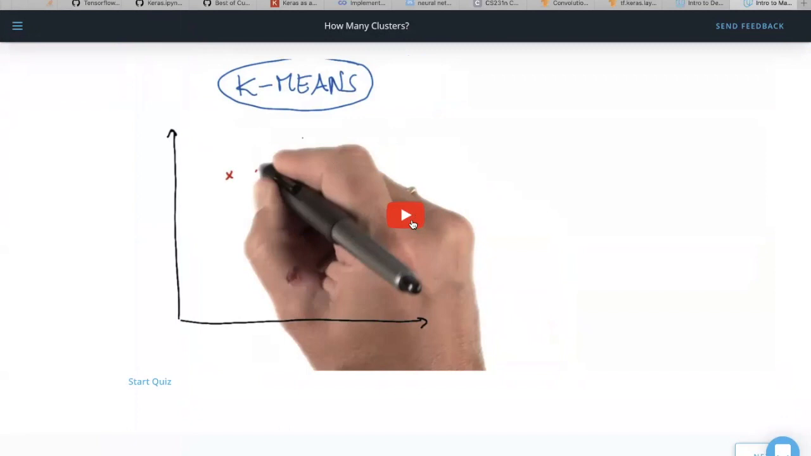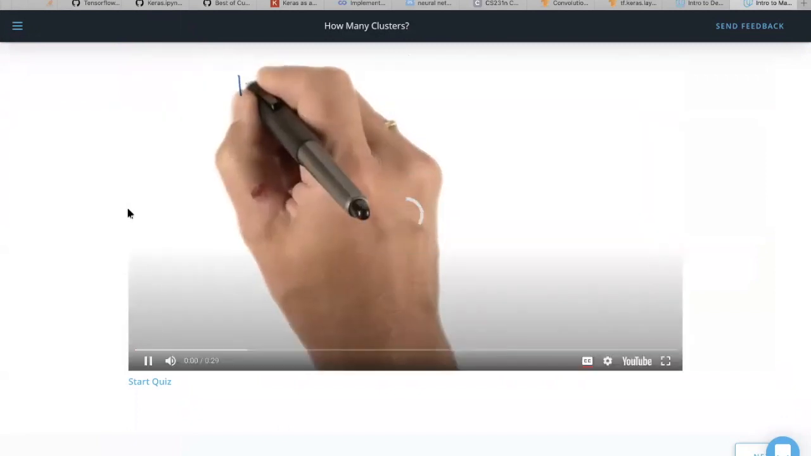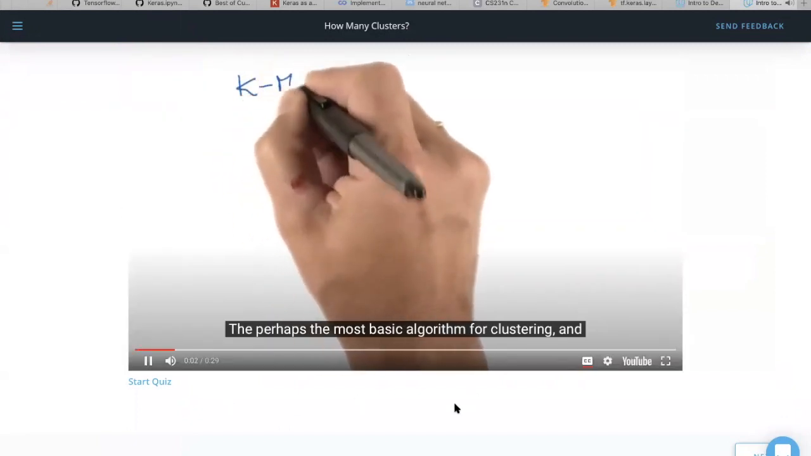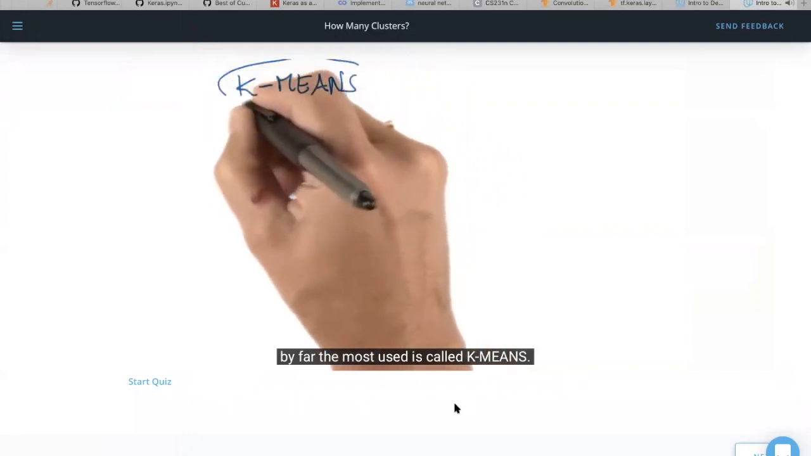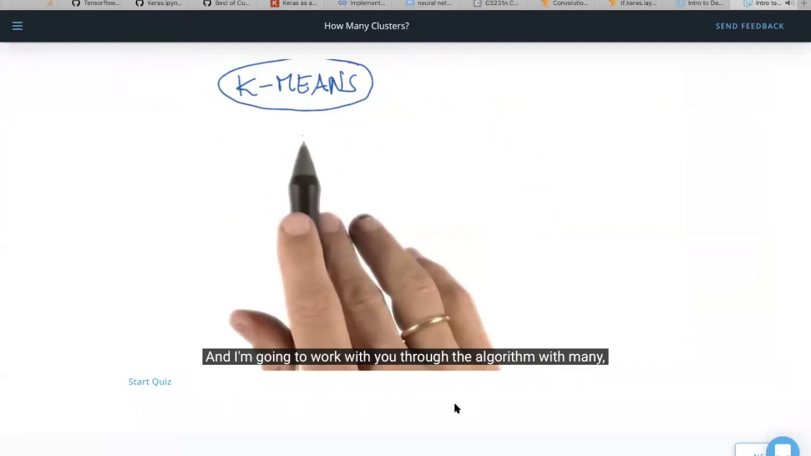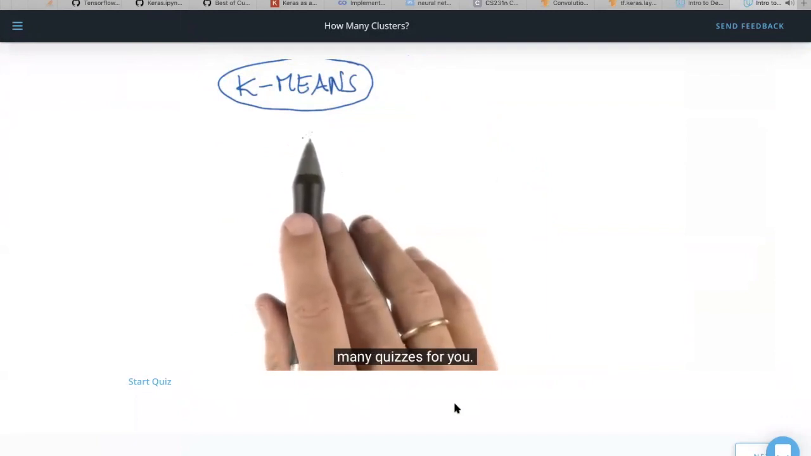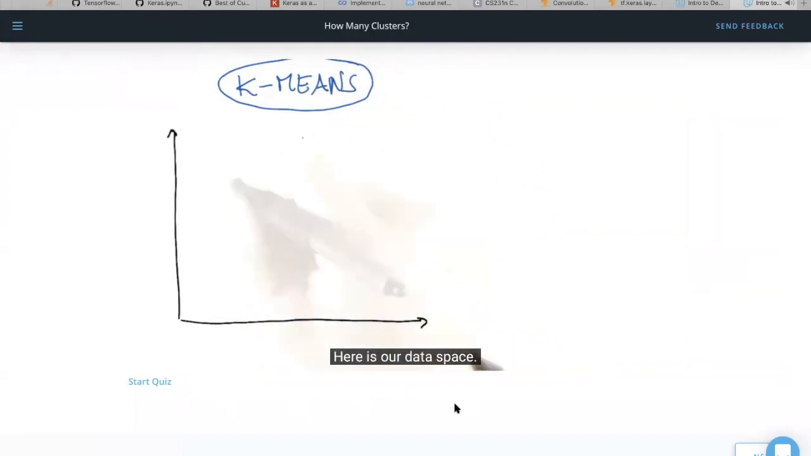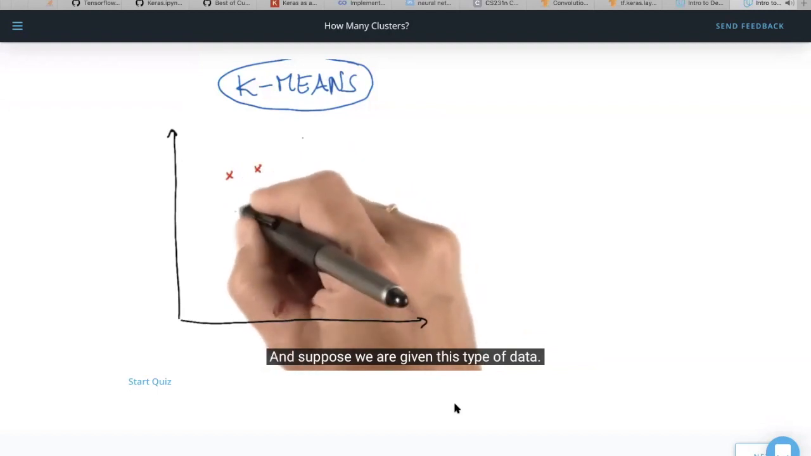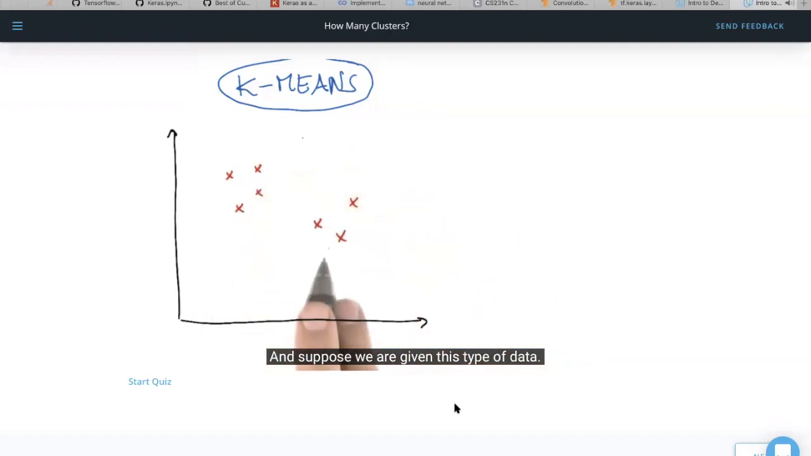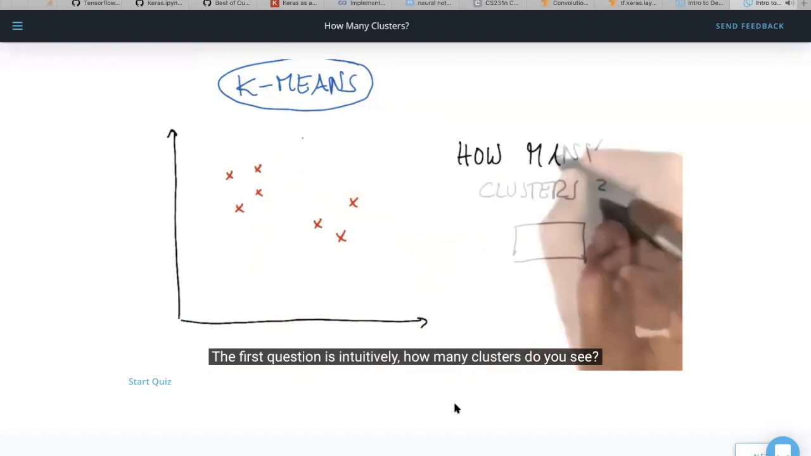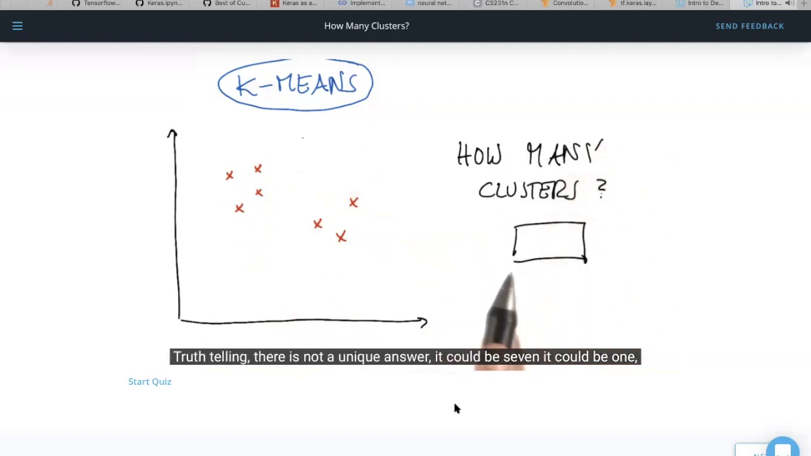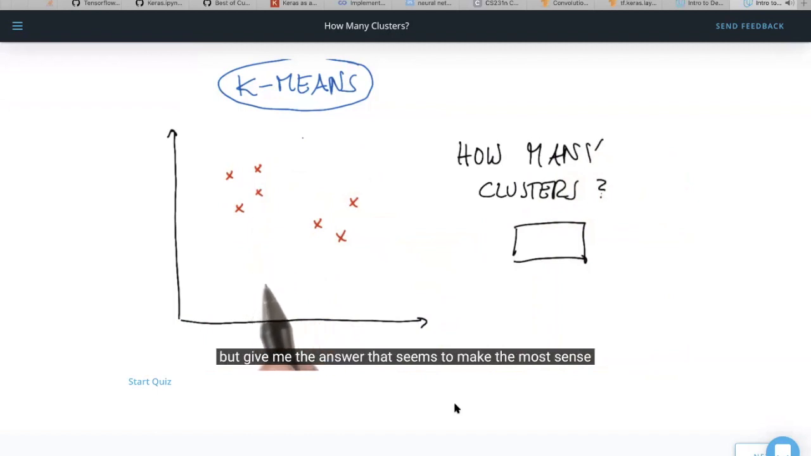Okay, means. Perhaps the most basic algorithm for clustering and by far the most used is called k-means. And I'm going to work with you through the algorithm with many quizzes for you. Here's our data space. And suppose we are given this type of data. My first question is, intuitively, how many clusters do you see? Truth telling, there is not a unique answer. It could be 7, it could be 1, but give me the answer that seems to make the most sense.